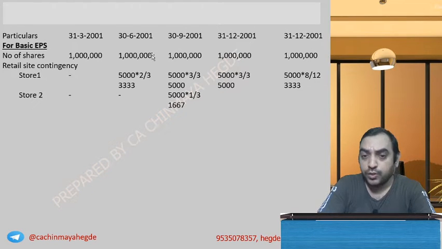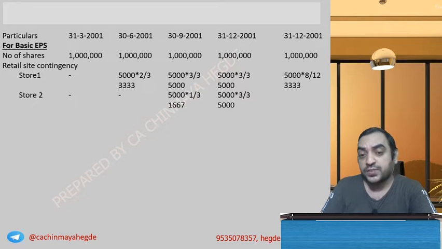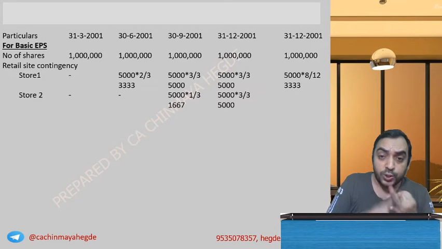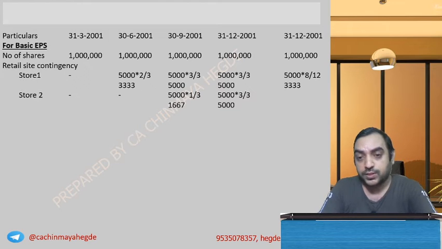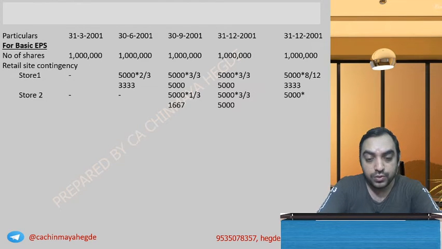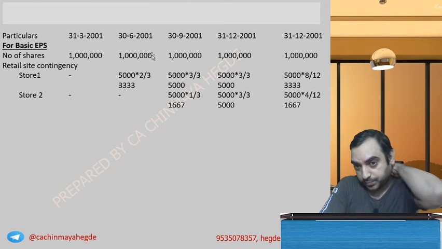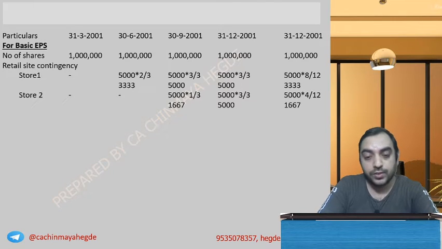And for the next quarter, the full 3 months it is there, 5,000 into 3 by 3, so the full 5,000 will come. And for the year ended December, only from 1st of September: September, October, November, December, 4 months. 5,000 into 4 by 12, which is 1,667. So total.